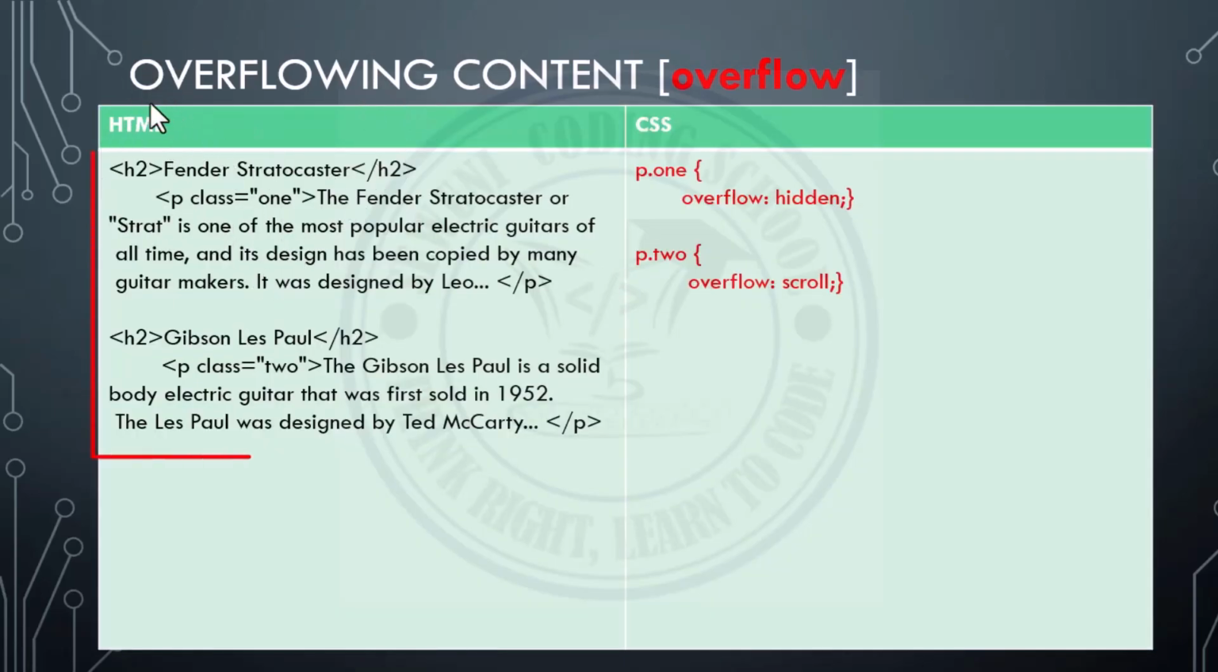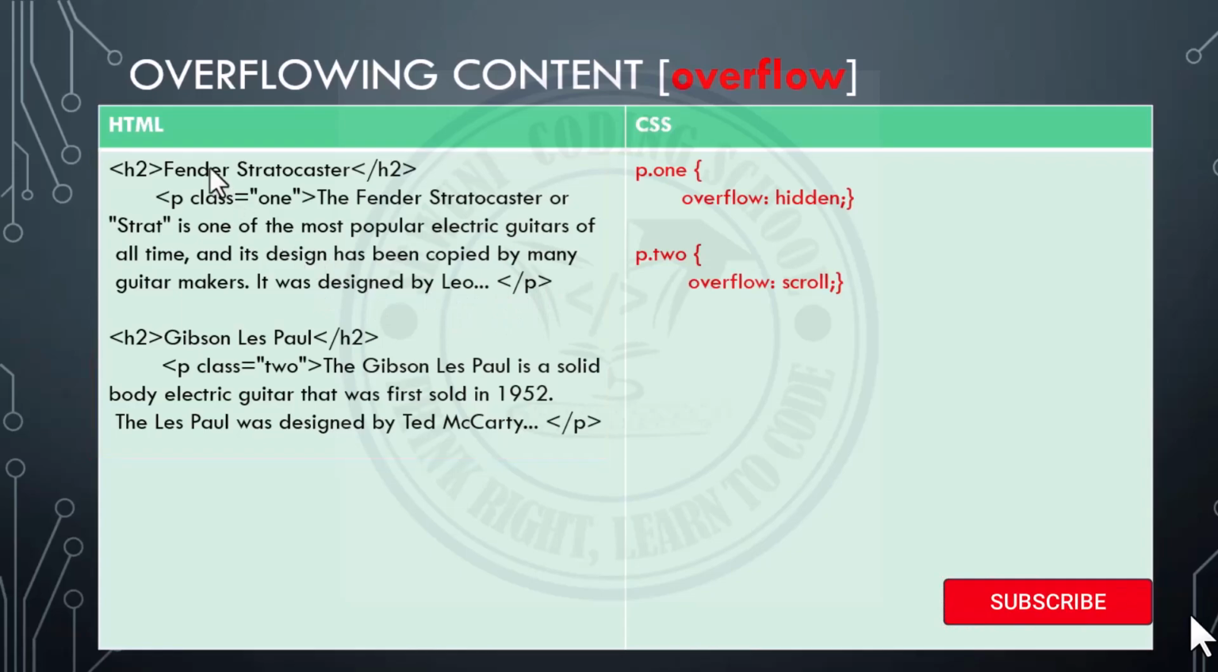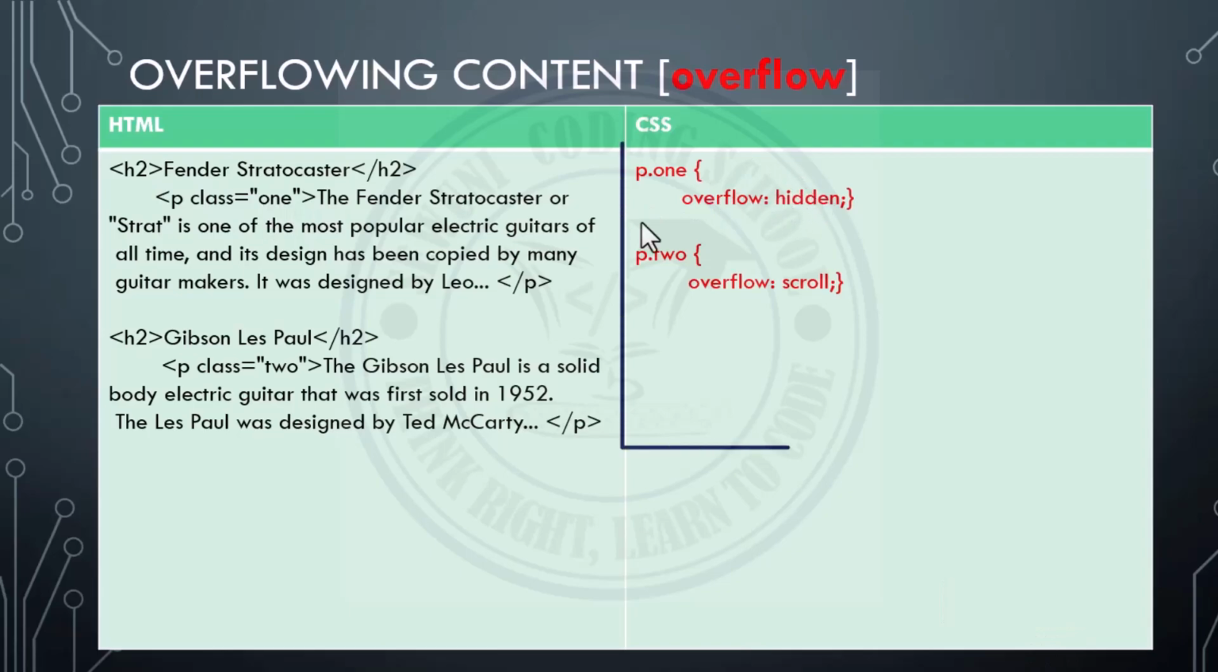This is the example we are going to use for overflow. Two examples actually. The first one, which is the first paragraph, will have a class of 1, which is this. It is going to be hidden, so the other part will not be showing. And the next part is going to have a scroll. This is going to be scrollable so that you can actually see the missing content. Let's go to our text editor and practicalize this.